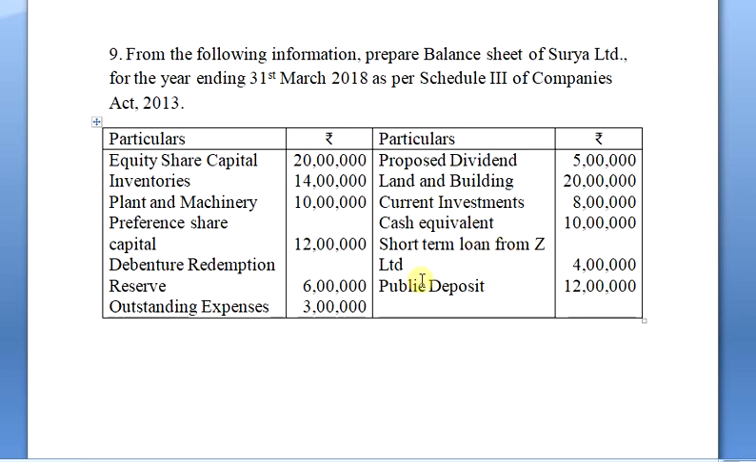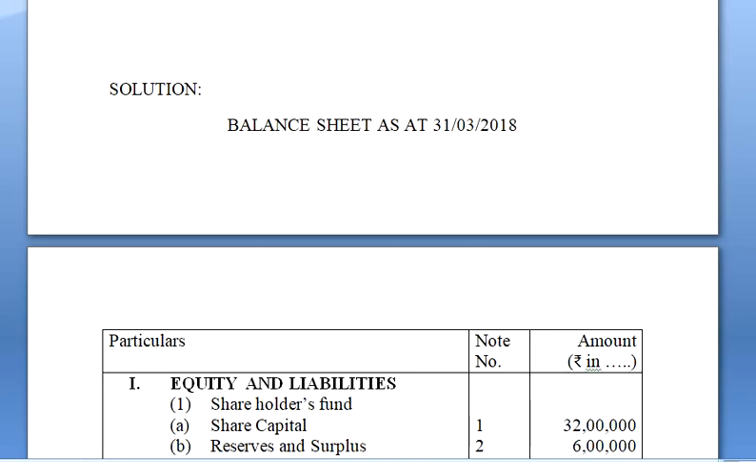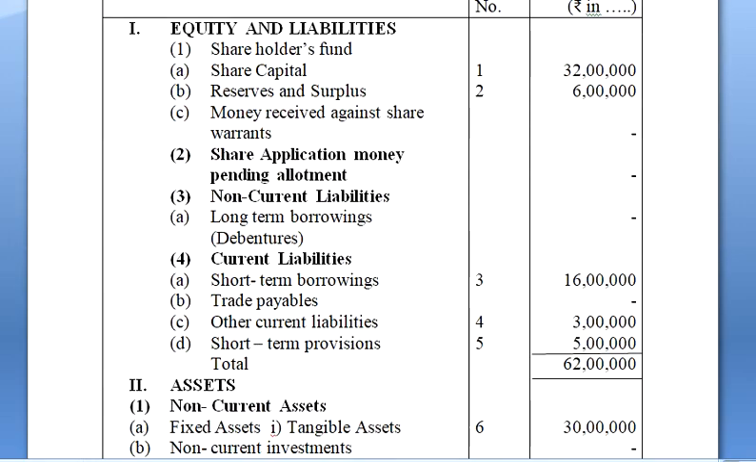Short term loan from Z Limited 4 lakhs. Public deposit 12 lakhs. We can see the solution, my dear students, here. So balance sheet as at 31st March 2018 is given. So we can see the particulars, that is note number, amount in rupees. Equities and liabilities. Under the equities and liabilities, shareholders fund. Under the shareholders fund, share capital, note number 1, 32 lakhs.